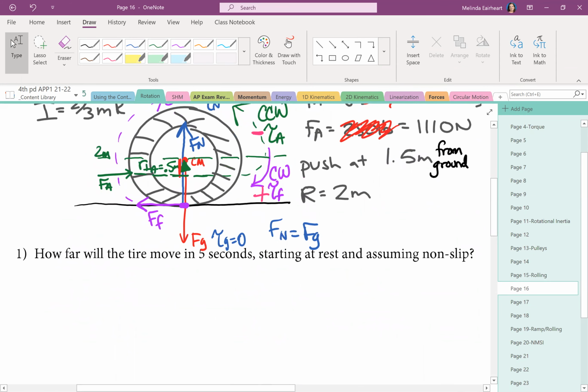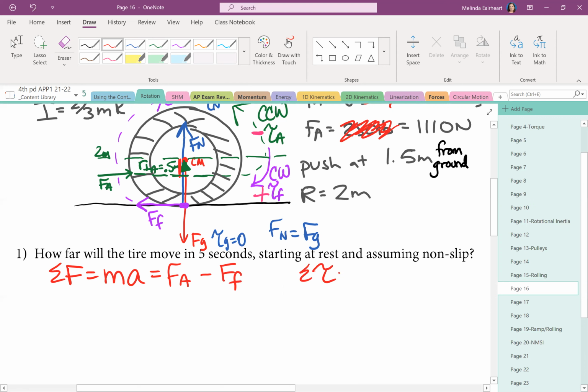All right. Question 1, how far will the tire move in 5 seconds, starting from rest, assuming non-slip? And so assuming it's non-slip, we've already kind of considered that. That's the role of friction. And so we've got our force diagram, F net. There's only one object, and so just MA. And we think back to standard forces. Vertical, we've already said is balanced, so it's just the FA to the right minus friction to the left.